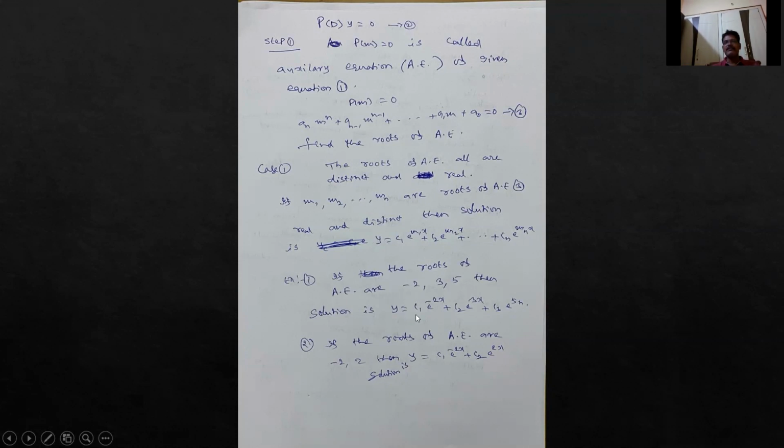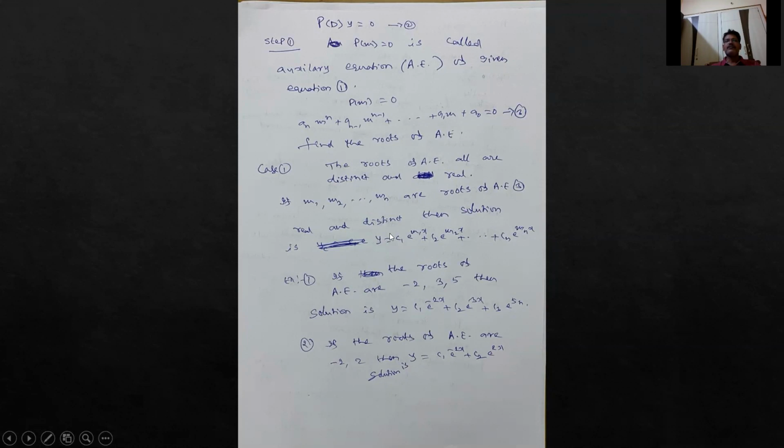Therefore, y is equal to c1 e power minus 3x plus c2 e power 3x plus c3 e power 5x. And if the roots of the auxiliary equation are minus 3, 2, here these two are real roots and distinct. Therefore, the solution is simple: y is equal to c1 e power minus 3x plus c2 e power 2x. So this is case one.